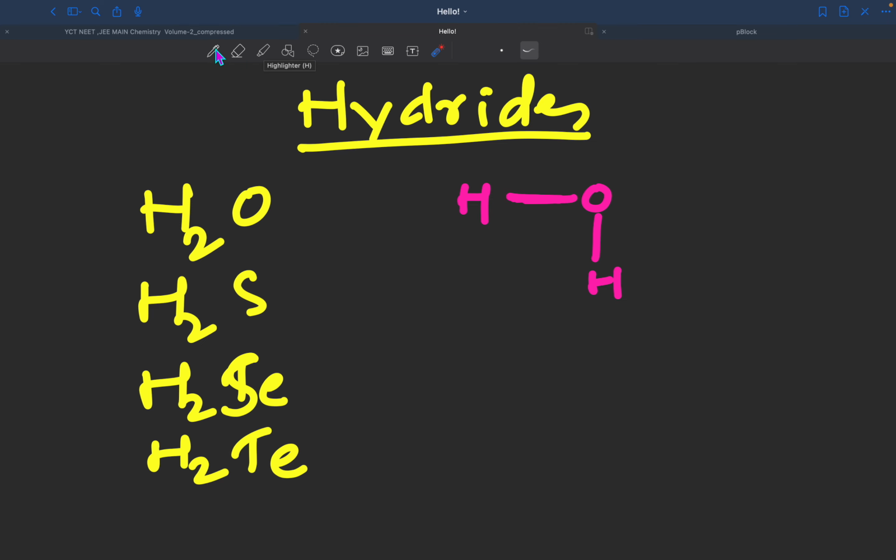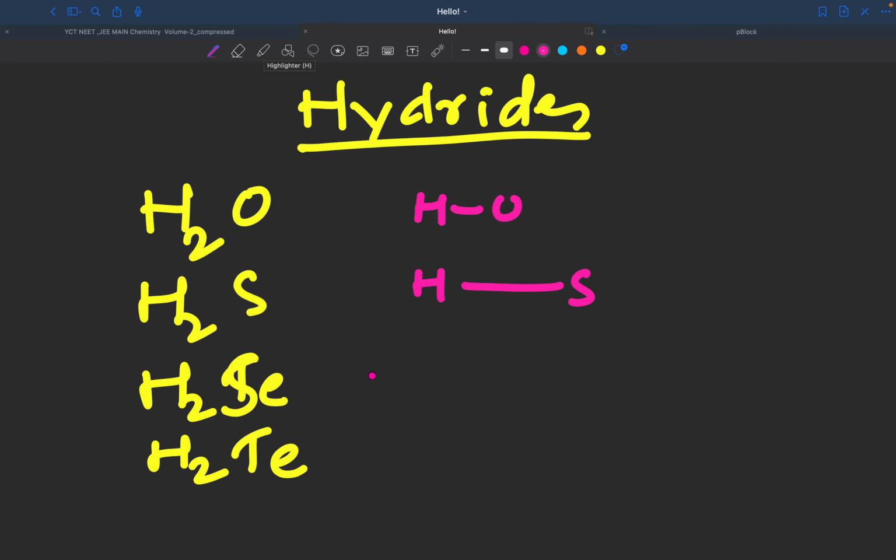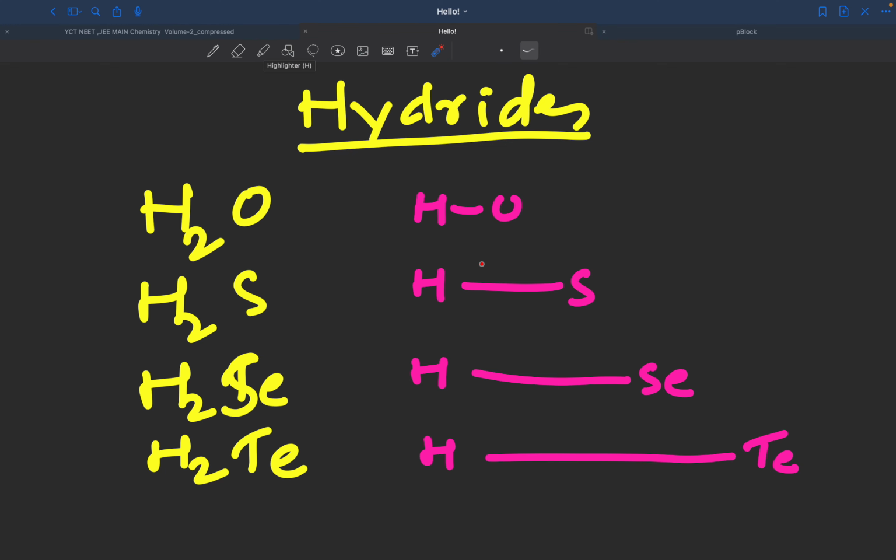So in hydrides, in first H2O, what do we have here? In H2O we have got hydrogen and oxygen bond. Here you have hydrogen and sulfur bond, here you have hydrogen and selenium bond, here you got hydrogen and tellurium bond. So these are the bonds. Can anybody say what is happening to this bond? Is bond length increasing or decreasing? Increasing. Yes, correct.